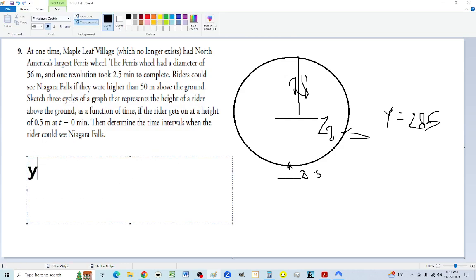So far we have this. Y is equal to 28, and we got to reflect it down, so negative 28 cos. We don't know the translation here, but we know that the center of the axis is 28.5 meters off the ground because it's the radius plus that 0.5 at the beginning.